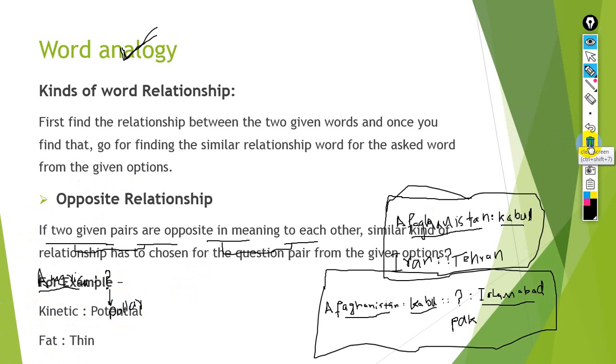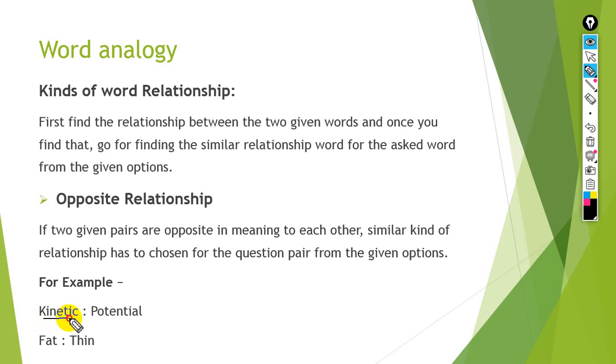So here what we have is kinetic and potential. Next we have fat and thin. For example, if I'm giving you a question that says white, what will be the analogical word of this white? First you should look at this: in kinetic and potential, fat and thin, we can say these are opposite words. So when I am taking white, the opposite of this is black, so then you should select black.